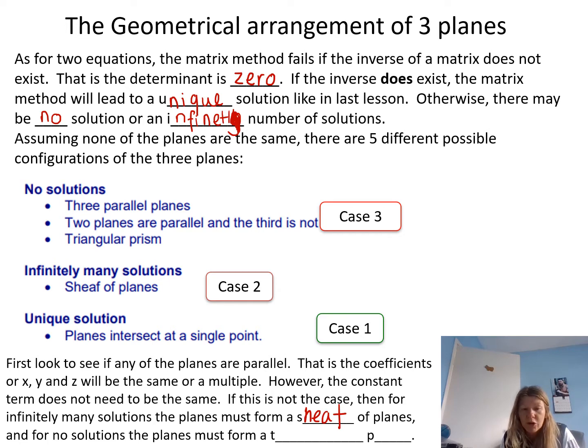And if there are no solutions to the planes, it must form a triangular prism. That means that they don't all meet. Two planes will meet, the other two planes will meet, but they don't all meet at a common point. So there'll be no solutions, and it forms a triangular prism.